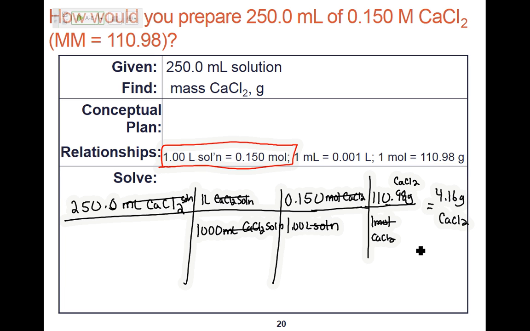The question is, how would you prepare it? I would prepare it by measuring out 4.16 grams of calcium chloride and then adding my solvent until I have a total volume of 250 milliliters. That's how I would actually prepare it. I know my total volume is 250 milliliters, it's told to me, so all I needed to find was how much solute I had to have to get to that amount. So that's the actual full answer to how you would prepare it.